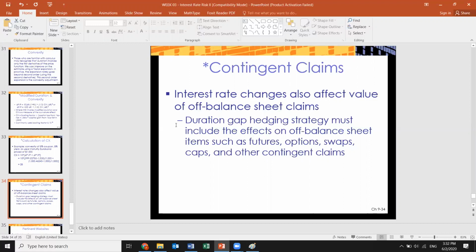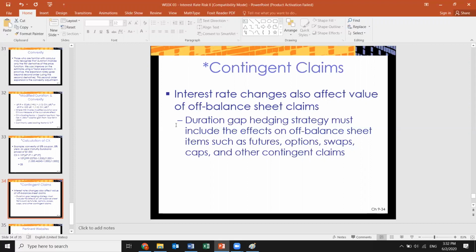So interest rate changes also affect the value of off-balance sheet claims. So the duration gap hedging strategy must include the effects of off-balance sheet items as well, such as futures, options, swaps, caps, loan commitments, and other contingent claims.